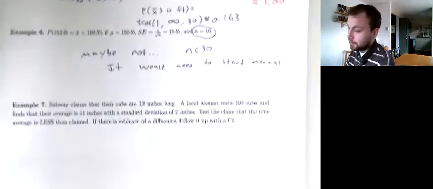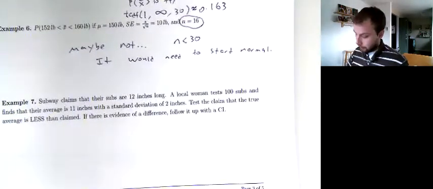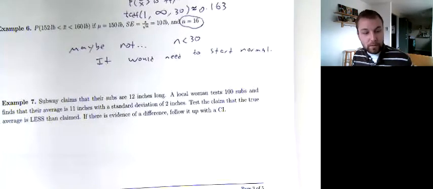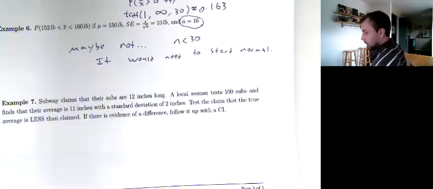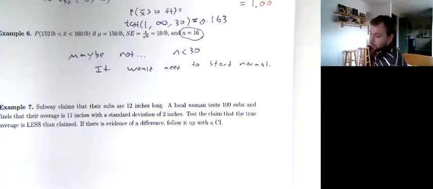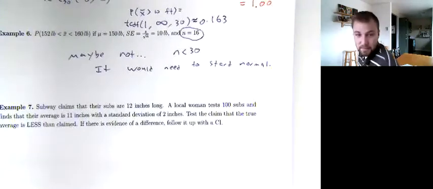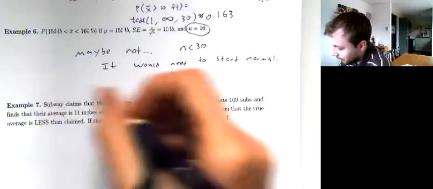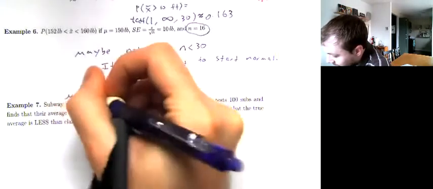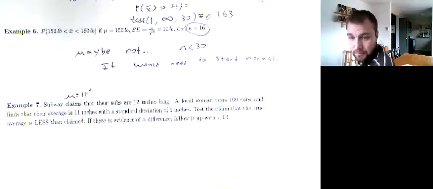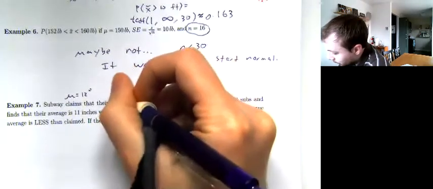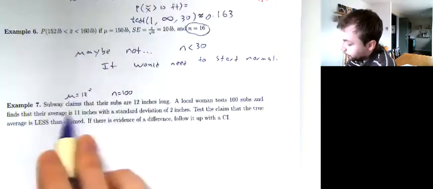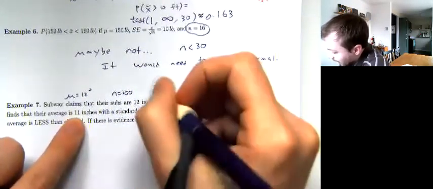So let's do this problem from start to finish just to see what we're working with. Subway claims that their subs are 12 inches on average. So when they say a foot long, that's what they mean. A local woman tests 100 subs and finds that their average is 11 inches with a standard deviation of 2 inches. So the claim, this is for all subs, is 12 inches. They sampled 100 subs. So all this information that she found was for a sample. So this is a sample average.